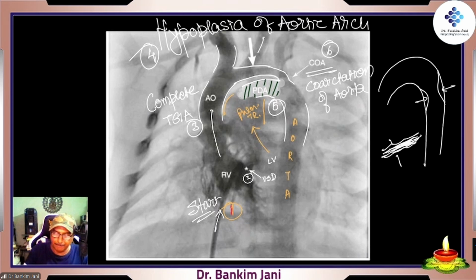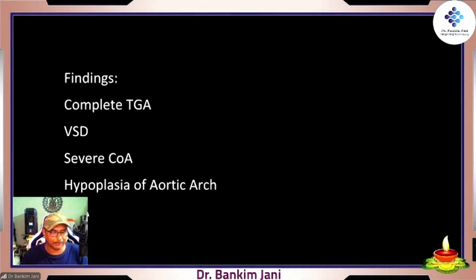So thus we have the ventricular septal defect, right? Complete TGA with hypoplasia of the aortic arch, coarctation of aorta, and the patent ductus arteriosus. It is because of this patent ductus arteriosus that the patient survived, because such a big, huge patent ductus arteriosus is allowing the mixture of blood. Otherwise, if there are two parallel circulations, the patient won't be able to survive. So these were the findings: complete TGA, ventricular septal defect, severe coarctation of aorta, hypoplasia of the aortic arch, and the patent ductus arteriosus.